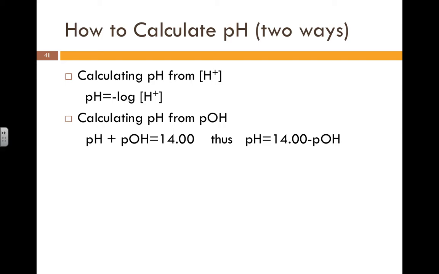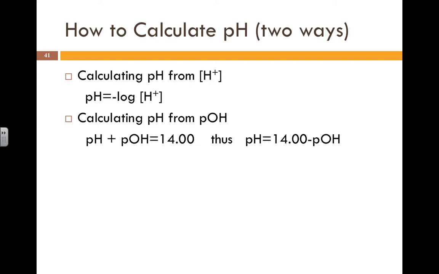The other way is from the pOH. Now, a pOH scale doesn't really exist. We always think of pH. But it makes sense. If pH is how acidic something is, pOH is how basic something is. Well, if you add the two together, you have to get the total of the scale, the total of the scale being 14. So pH plus pOH will always equal 14. Thus, if you want to solve for just pH, you would take 14 subtracted by the pOH.